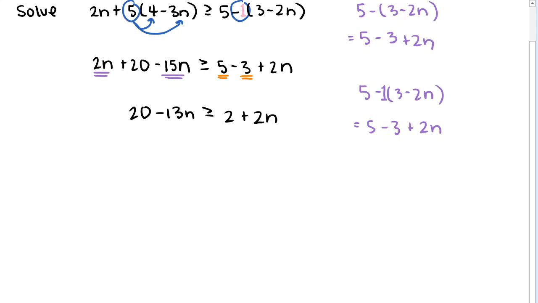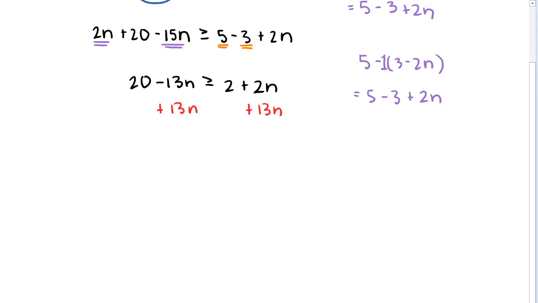And now we want to get that n variable alone, so I'm going to try and get all those n variables on the same side. I'm going to add 13n to both sides, and you can subtract 2n from both sides to get all the n's on the left. I'm just going to add 13n to both sides because I like dealing with positive coefficients as opposed to negative. If I subtract away 2n from both sides, we get minus 15n on the left. But if we add 13n to both sides, we get plus 15n on the right, which is the same idea. Anyways, this gives us 20 is greater than or equal to 2 plus 15n.